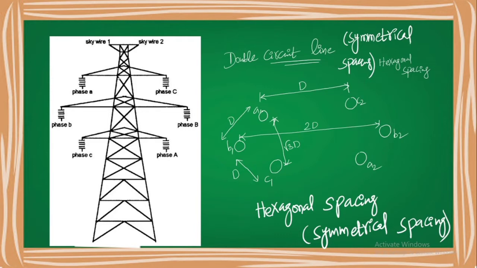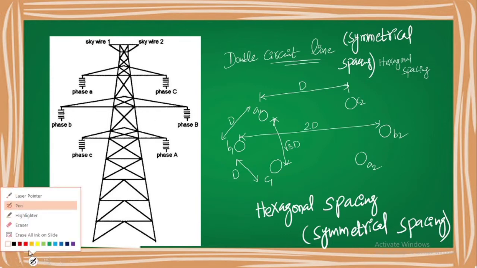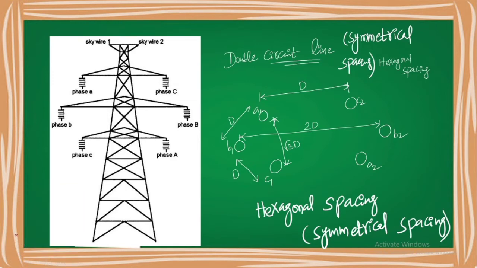If you see the diagram at the left side, you can understand how hexagonal or symmetrical spacing looks. This is phase A, one conductor of phase A, and this is another conductor of the same phase. So we divided a single phase into two parts and we place each part on one side of the supporting tower. We call this type of arrangement a double circuit arrangement, right?